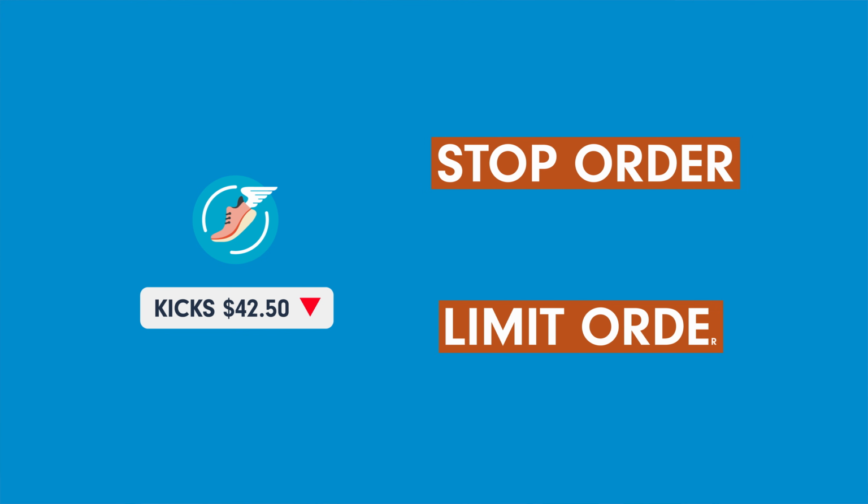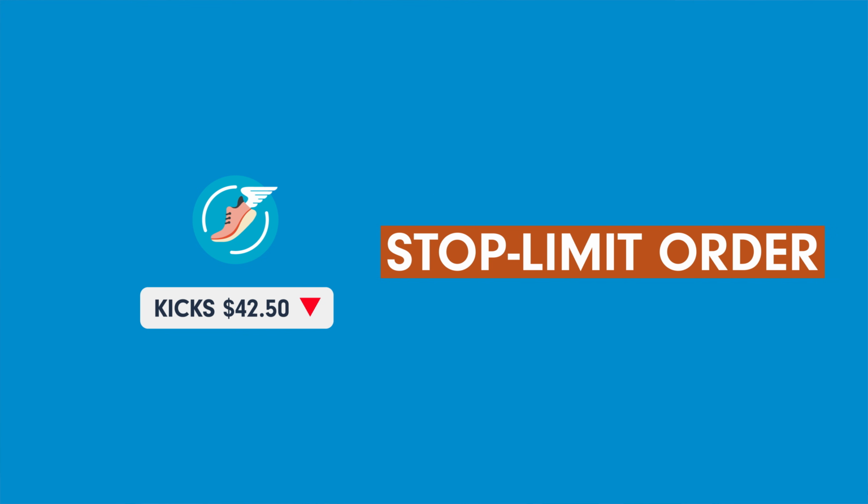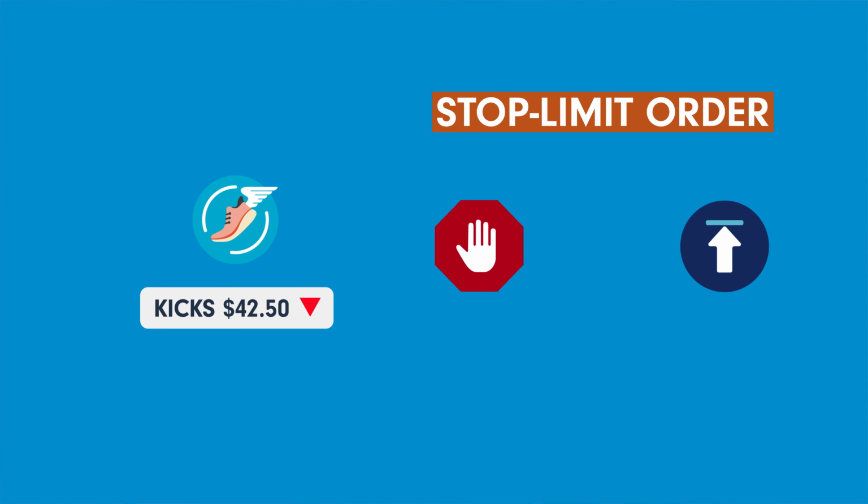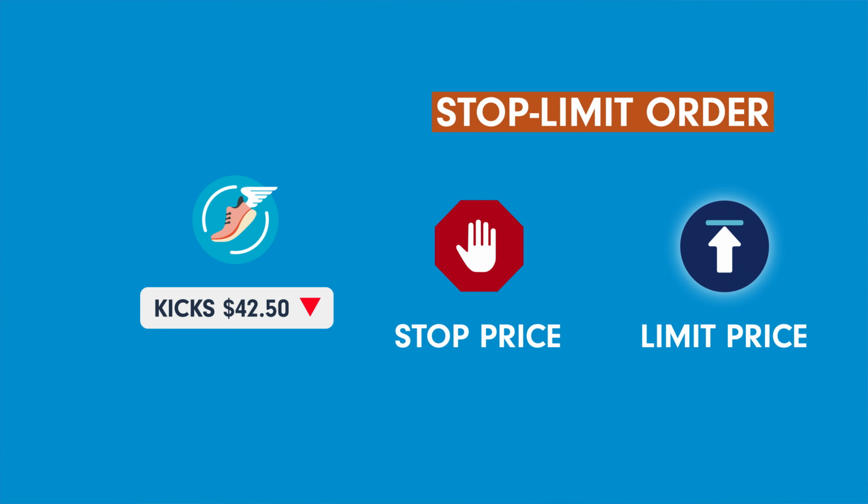The next type of order combines the features of a stop order and a limit order, a stop limit order. As the name suggests, there's a limit on the price that will be executed. There are two prices specified in a stop limit order. Number 1, the stop price, which will convert the order to a sell order, and number 2, the limit price. The sell order becomes a limit order that will only execute at the limit price or better.